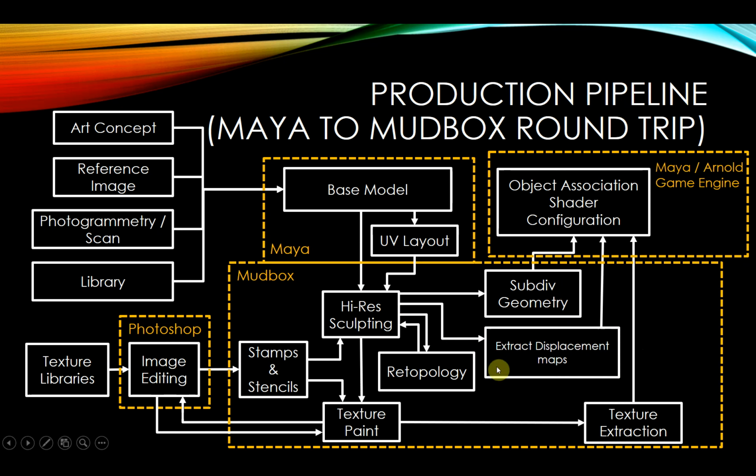A displacement map is basically an image-based texture that uses the UV layout, so it follows the UV layout. This image-based texture tells the renderer how much to displace this low-detail geometry in order to get the high details that you've created in this sculpt. You'll see us go into more detail on this as we go through.